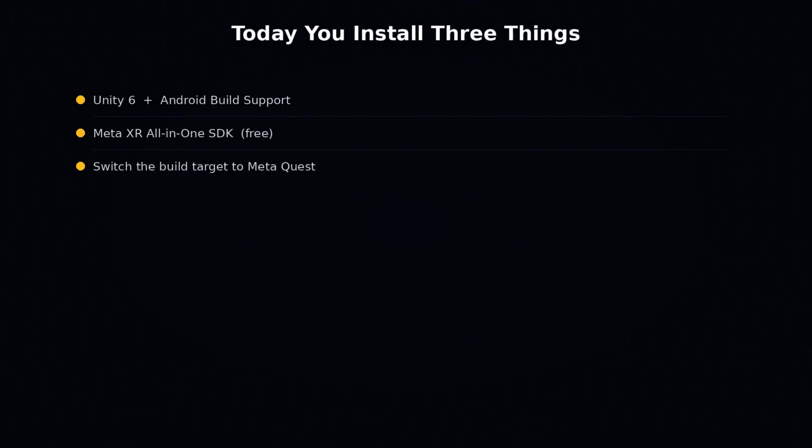Today you install 3 things. I will name them now, and the lab guide beside this video has every exact click. First, Unity, version 6, with Android build support, because Quest runs on Android. Second, the Meta XR Software Development Kit, a single free package that gives you hands, controllers, pass-through, everything. Third, you switch your project to build for Meta Quest instead of for a PC. Follow the lab guide step by step while I explain why each piece matters.